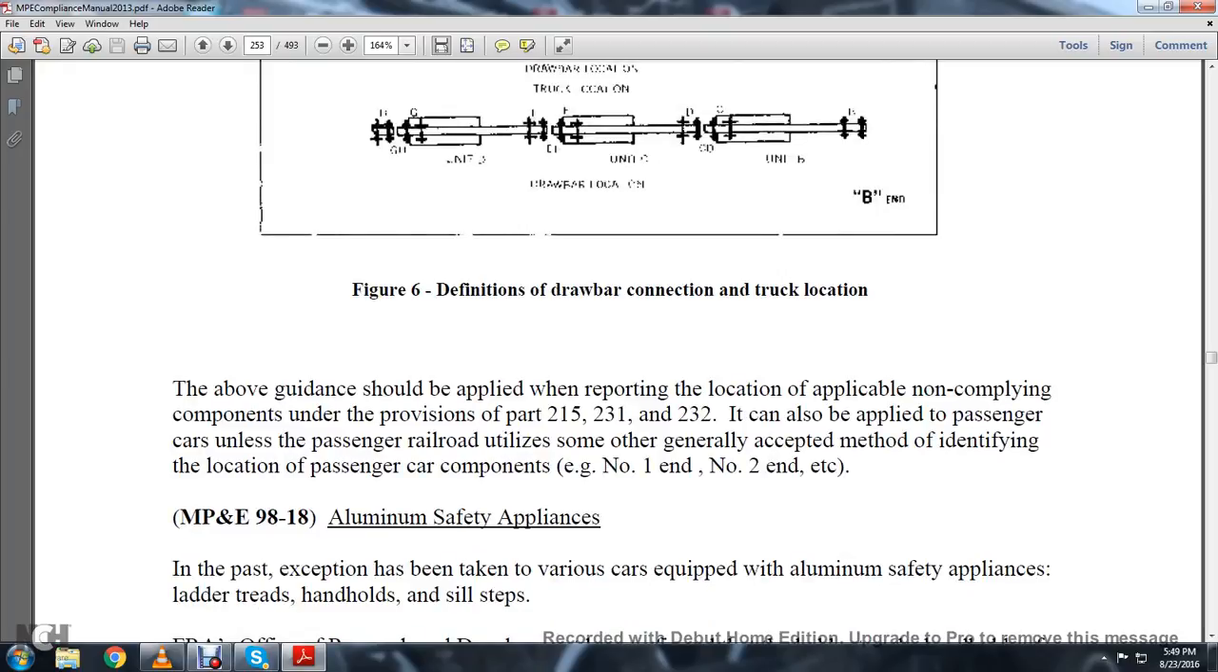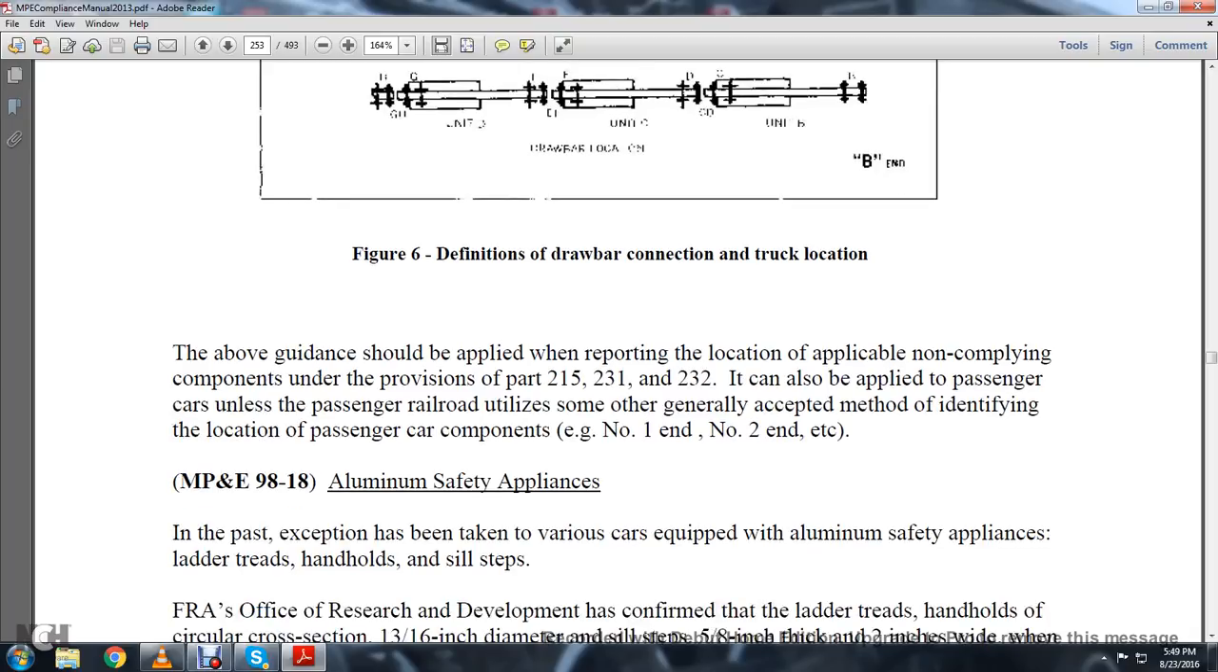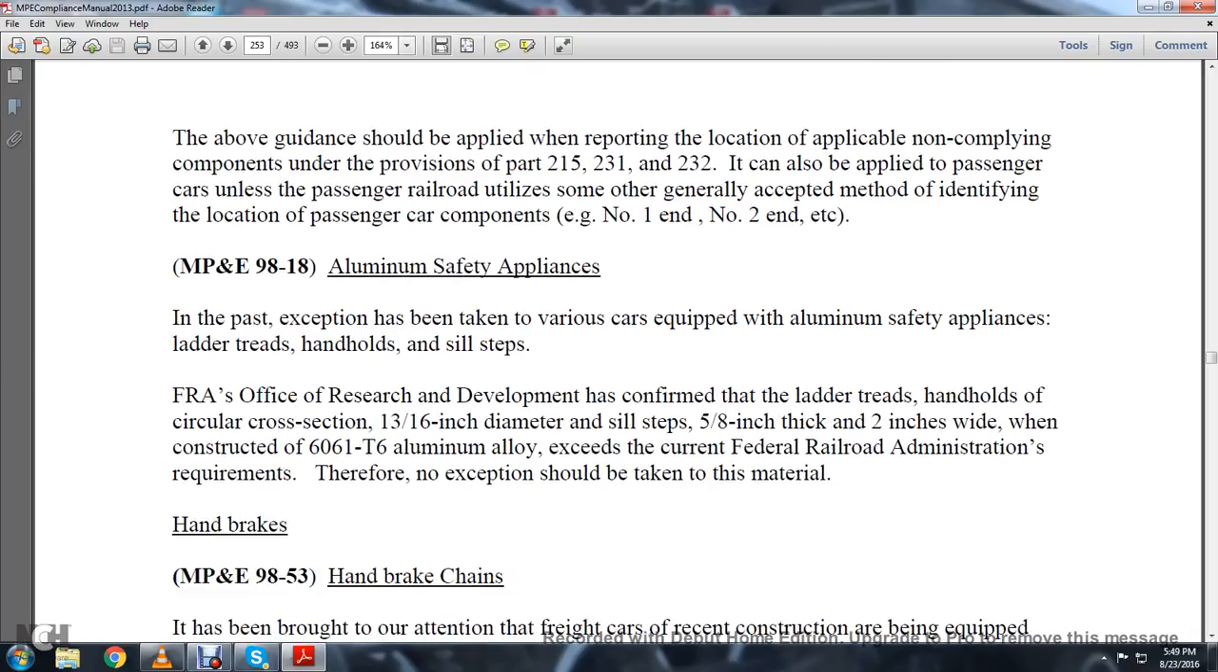The above guidance should be applied when reporting the location of applicable non-compliant components under the provisions of 215, 231, and 232. It can also be applied to passenger cars, unless the passenger car railroads utilize some other generally accepted method of identifying the location of passenger car components at the number 1 and number 2 end.